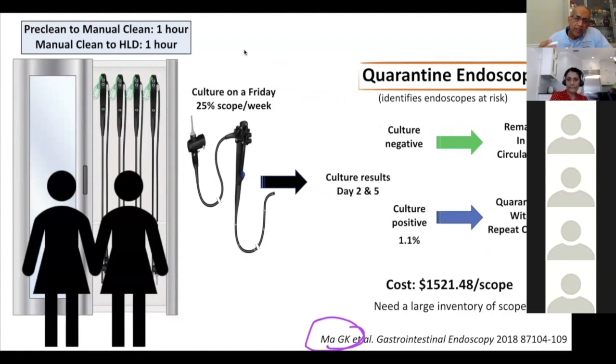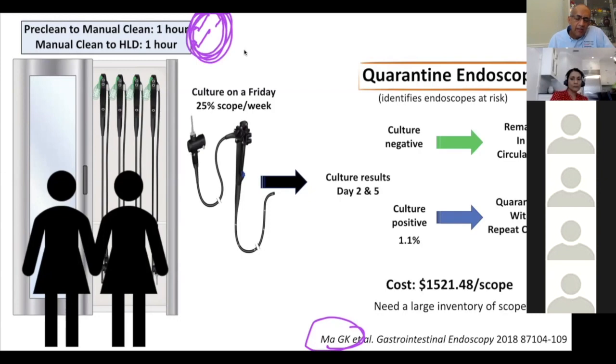Although they used quarantining of scopes, more than quarantining, what they did is set for themselves that from pre-cleaning to manual cleaning, it should happen in 1 hour. From manual cleaning to high-level disinfection, it should happen in 1 hour. That means they are on that scope to clean it promptly and fast so that they prevent biofilm development. So I think this has made a big difference for them.